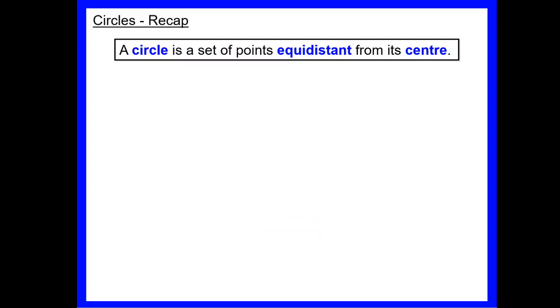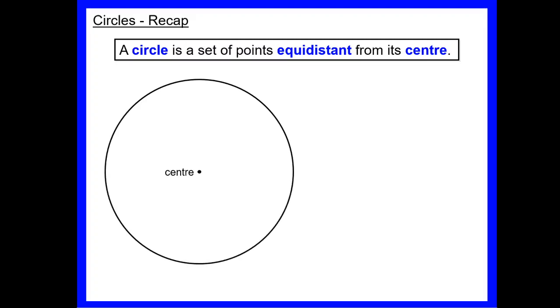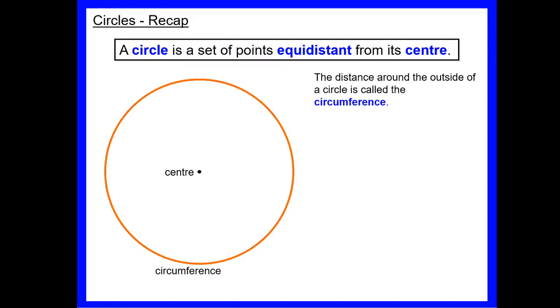Okay, so a quick recap on circles before we start then. So a circle is a set of points equidistant, so that means of equal distance from its centre. So we've got our centre here, and our circle is made up of lots and lots of tiny points, all the same distance away from the centre, which then creates this line. Now the distance around the outside of the circle is called the circumference.